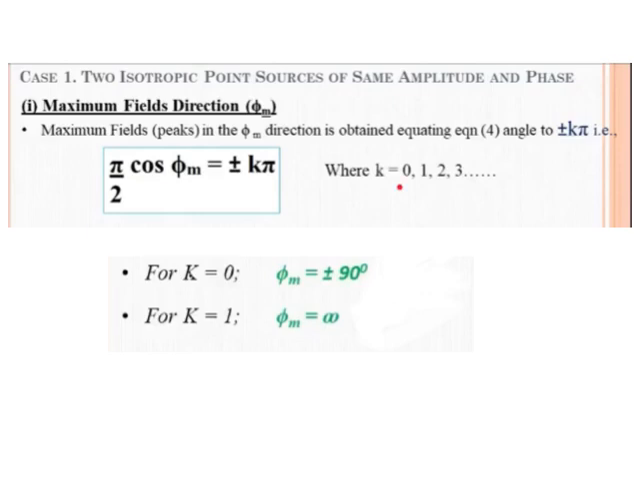When I substitute the value of k as 0, we get the maximum value of the angle ψm as plus or minus 90 degrees, and this is the major lobe maximum angle. For k equal to 1, we get ψm as infinity. Similarly, for k equal to 2, 3, etc., the ψm value becomes infinity. So the value that we get for the maximum peak in the ψm direction for the major lobe is ψm equal to plus or minus 90 degrees.